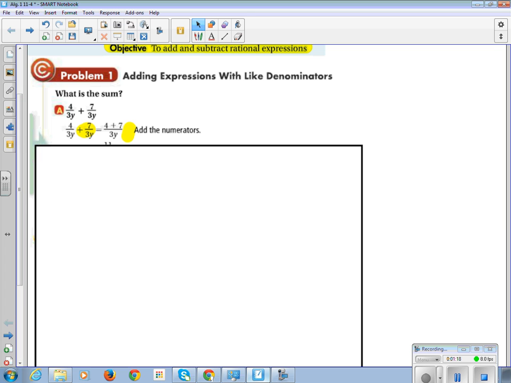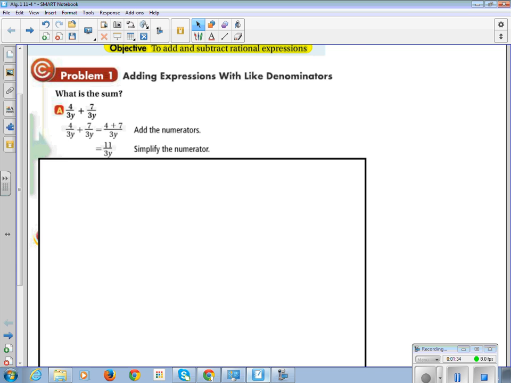So if we're looking at 4 over 3y plus 7 over 3y, the denominator stays the same, and you just add the top. So really, I'm just going to add 4 plus 7 and get 11 over 3y.